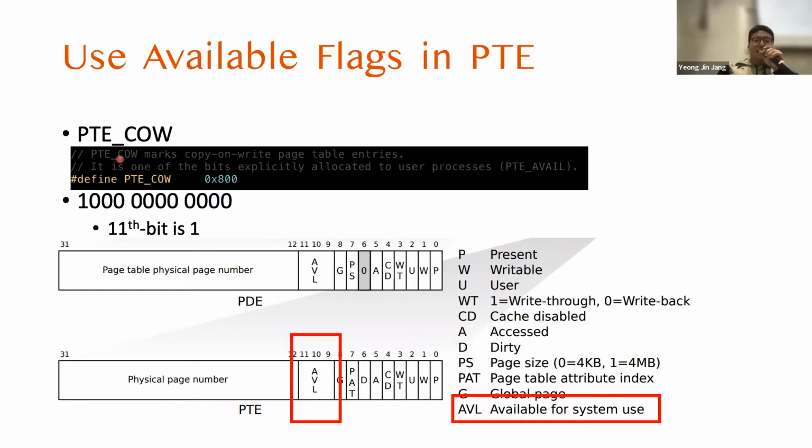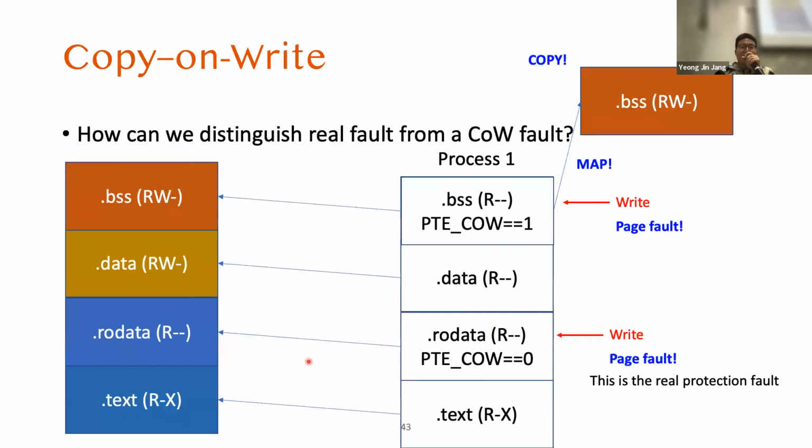And for PTE_COW, the value is 0x800. If we write it in binary, then it's only one bit placed at the 11th bit. So we are actually using this bit, one of the AVL bits, as the copy-on-write flag. How will we use that? Please ignore this part right now.